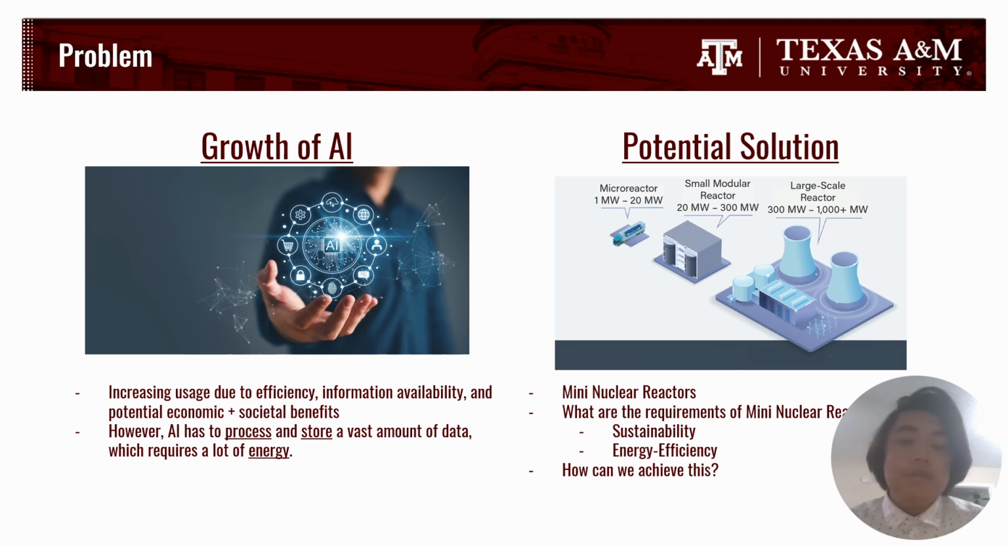Although AI is very useful, it's starting to use up a lot more energy due to having to store and process so much data. So a potential solution that we can use is mini nuclear reactors. They can't be really big because we aren't trying to power cities. Instead, we need an advanced, compact nuclear reactor that is both sustainable and energy efficient in computing. So the first step to making this sustainable is a material that can handle radiation damage.